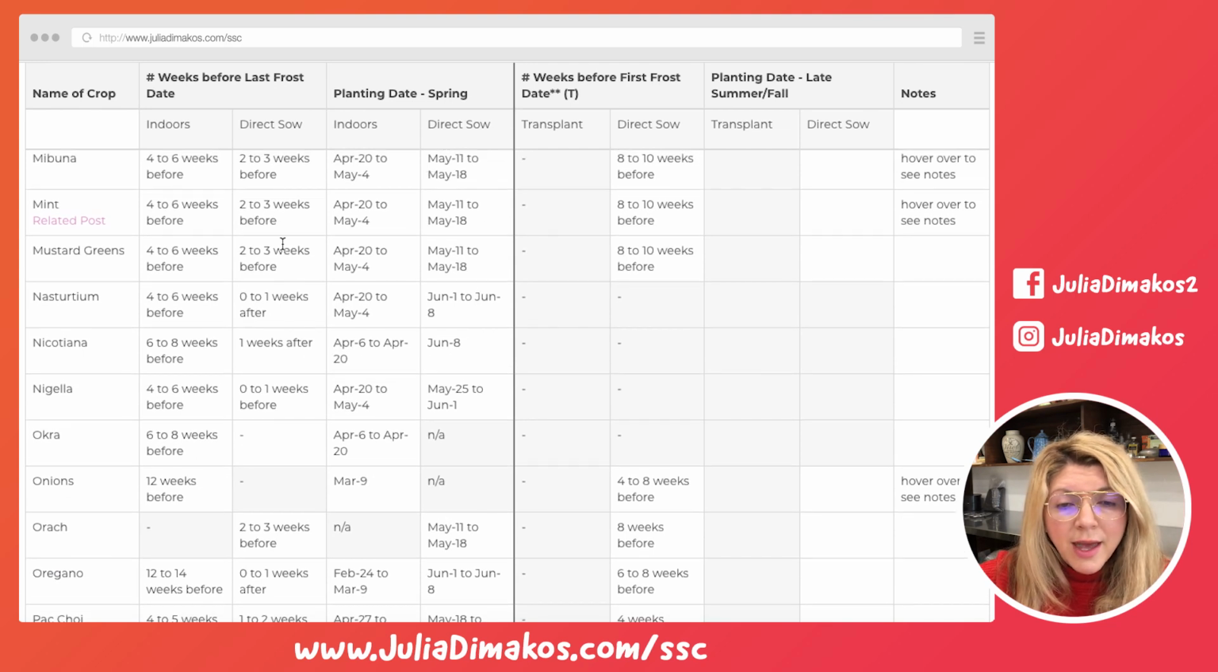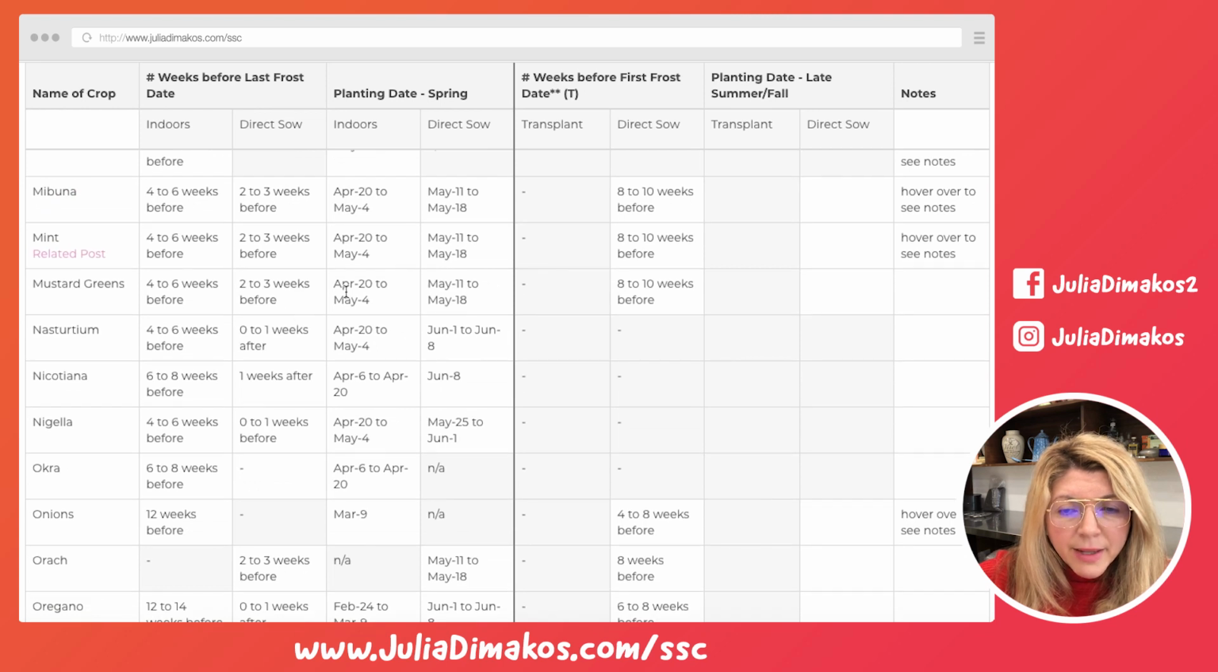But then there are ones that can. So for example, let's say mustard greens, okay? Who doesn't love mustard greens? I do. They're a cold hardy vegetable. They can grow for you in the spring. They can also grow for you in the fall. So if you want to get a head start on them, by all means, 4 to 6 weeks is plenty of time. That would be April the 20th till May the 4th.